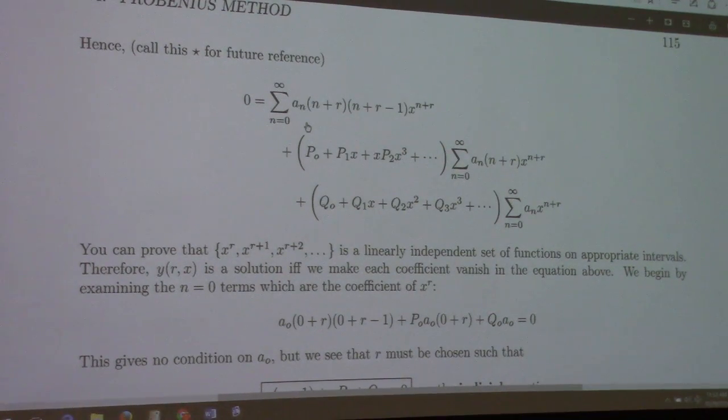So this should be somewhat familiar. We've already seen this already. It is the characteristic equation for the Cauchy-Euler problem in the context that p and q are just constants.